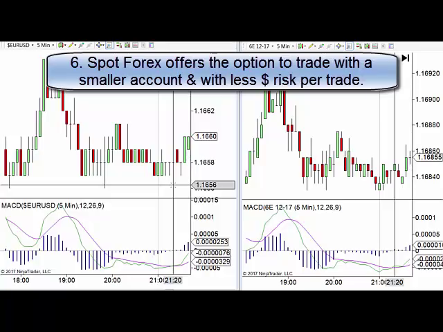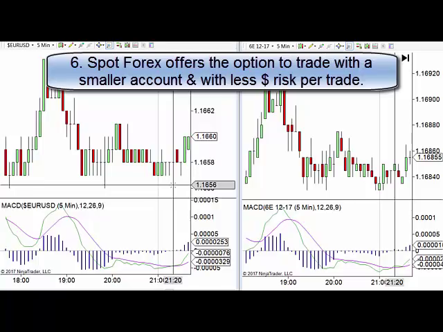Well, if you trade the futures market, then you have to commit more money than you would in the spot forex market with a micro lot or a mini lot. So it's kind of cool that you can trade the spot forex market with less money to help you ease into the psychology of having to trade with real money. And I think that's one of the advantages there.